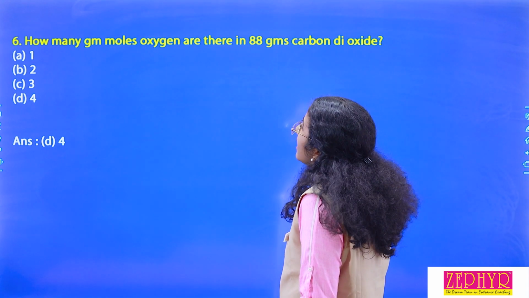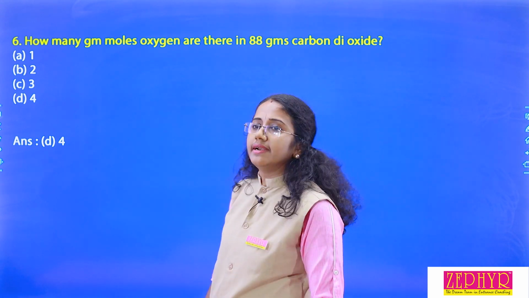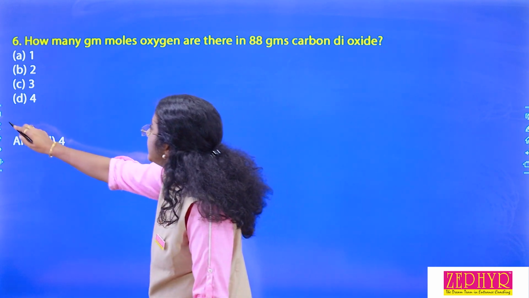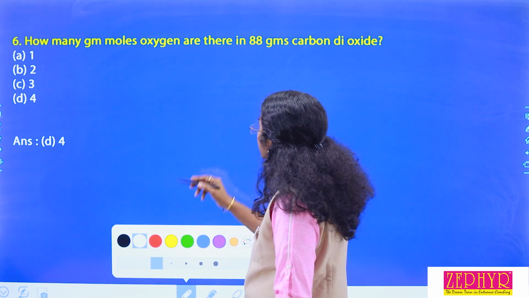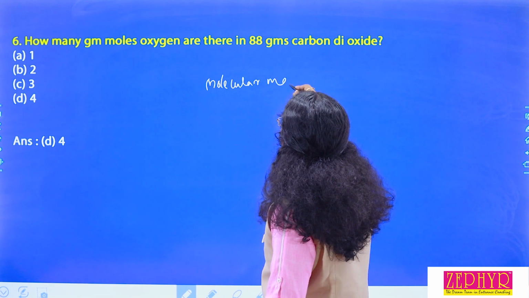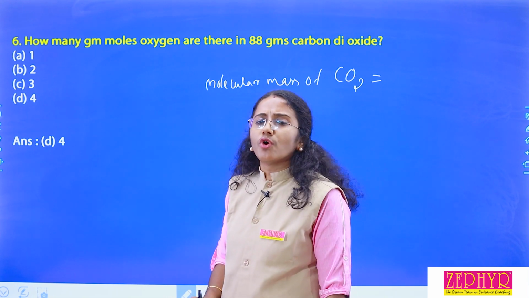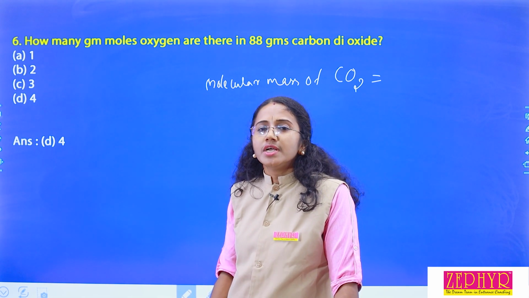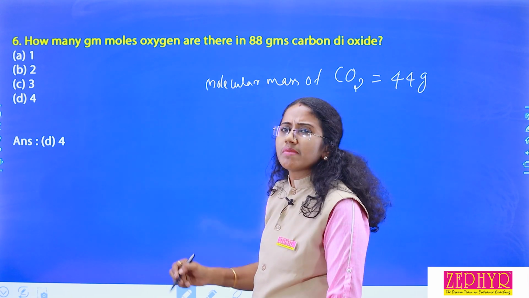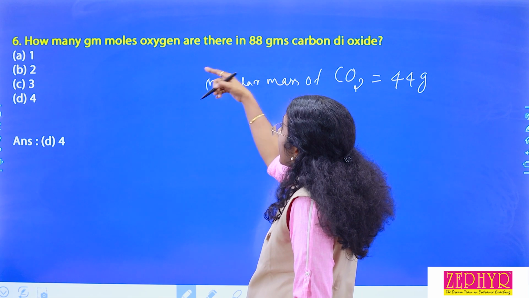Question number 6. How many gram moles of oxygen are there in 88 gram carbon dioxide? What is the molecular mass of carbon dioxide? It is 44 gram. Carbon dioxide, CO2, right? Carbon is 12, oxygen is 16 into 2, 32. So 12 plus 32, that is 44 gram. This is the molecular mass, or 1 mole. The question is, how many gram moles of oxygen?